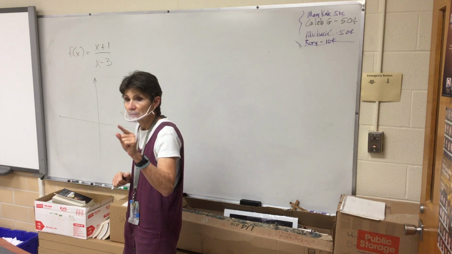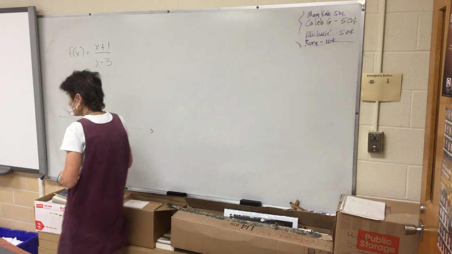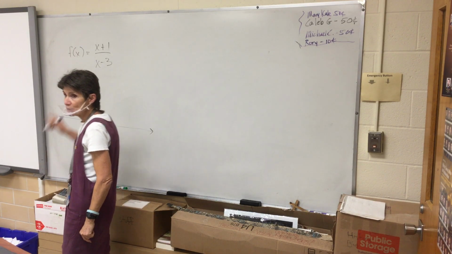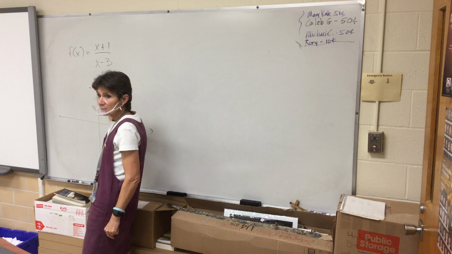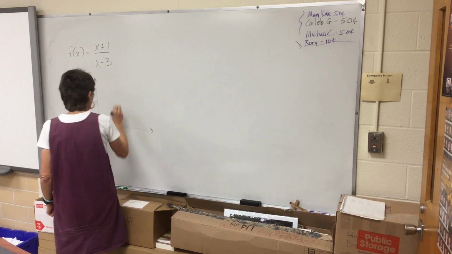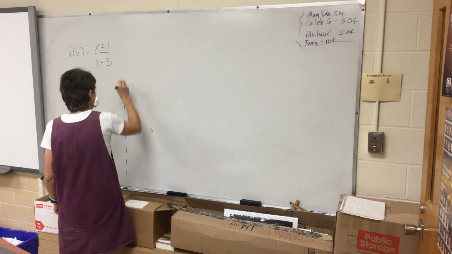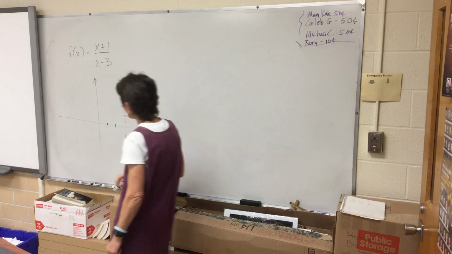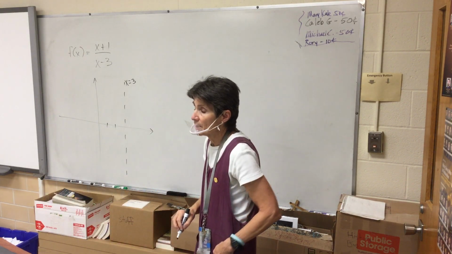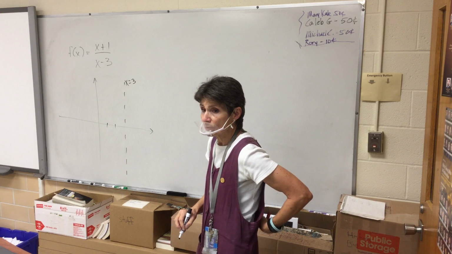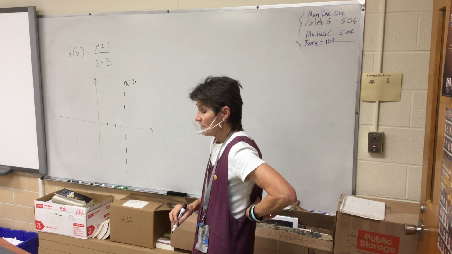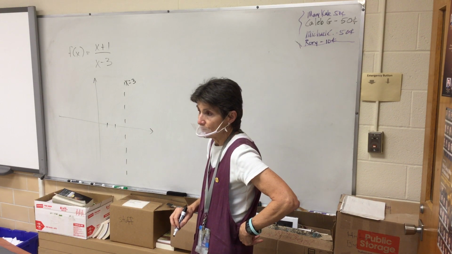Yeah, vertical. Exactly. Vertical is tied to the domain. And you know x cannot be 3, and the cannot-be's are graphed as vertical asymptotes. So you have a vertical asymptote at 3. Your denominator can never be 0. If it is, you have a vertical asymptote.